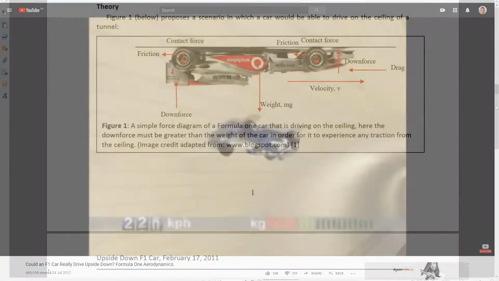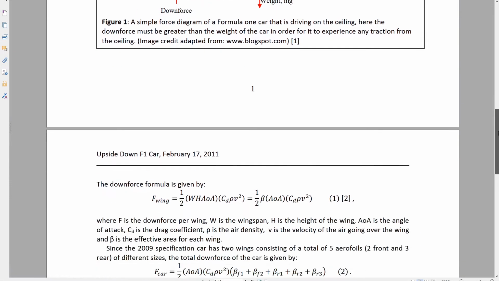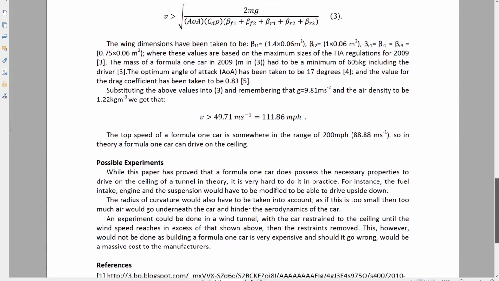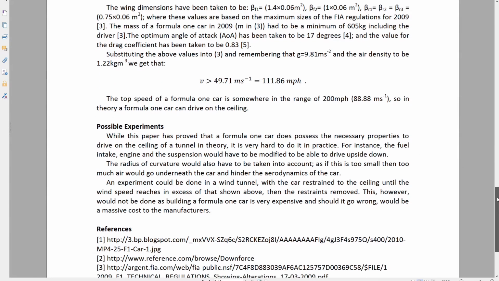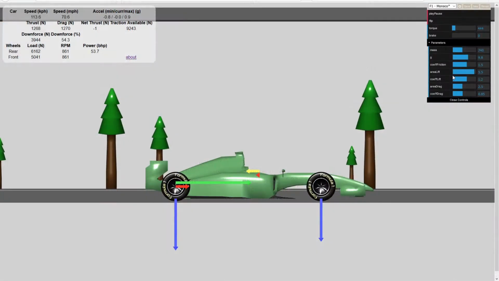This paper by some physicists at the University of Leicester tackles the maths head on and comes to the conclusion that a Formula One car could drive upside down at any speed above 111 miles per hour. But again, this doesn't consider the need for traction. So why is traction important?